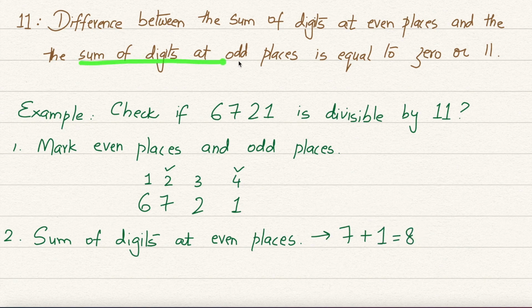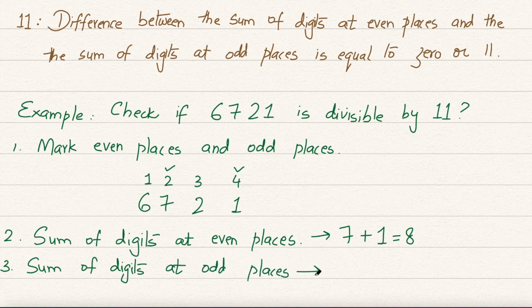Find the sum of digits at odd places. What are the odd places? This is the odd place and this is the odd place. We will do 6 plus 2. 6 plus 2 is 8.